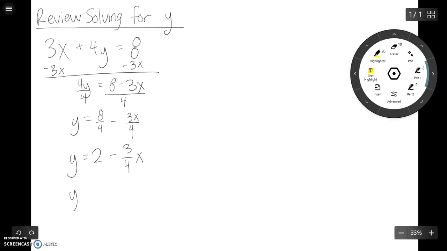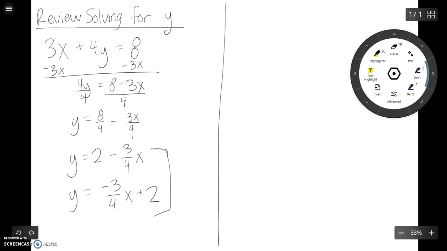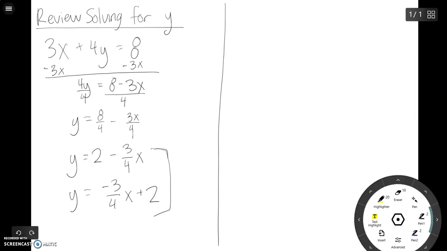You may also see it written very frequently as negative 3/4 x plus 2. Sometimes we'll switch the order so that the x's come before the constants. Honestly, the difference between these two is basically nothing, so I want you comfortable switching between those two forms, but I'm not really picky about which one it's in. They're both mathematically exactly the same. So let's take a look at another problem.